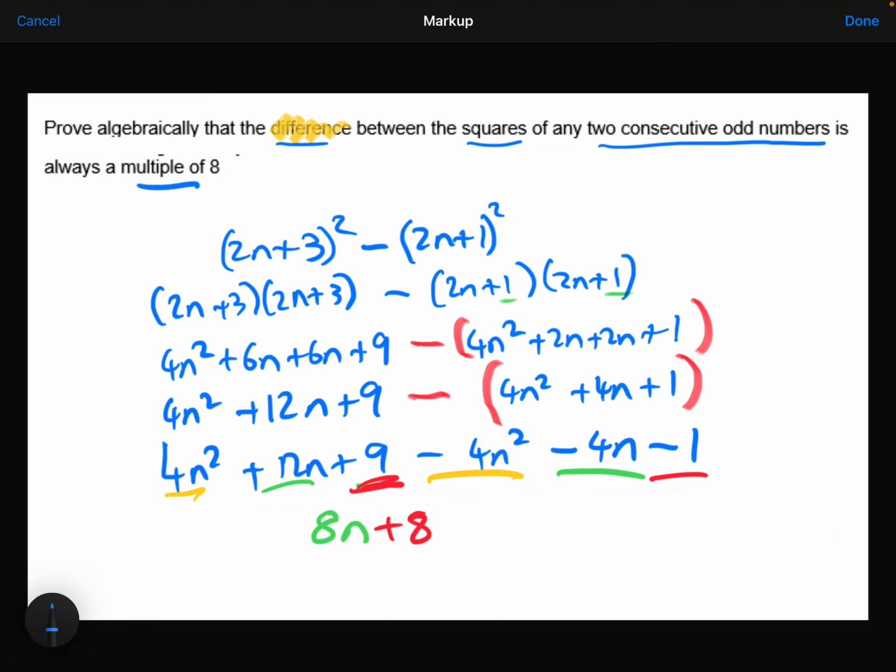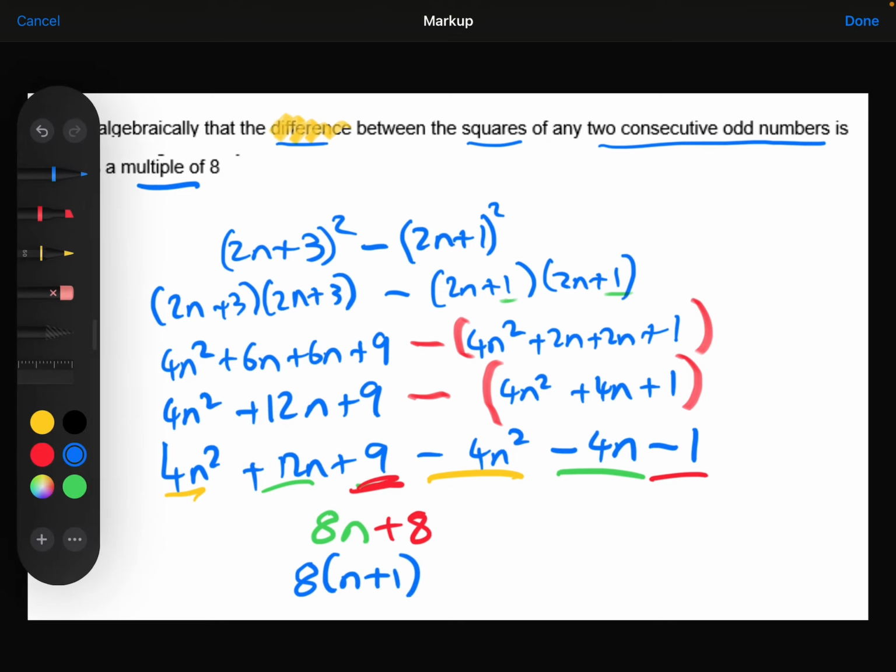I need to show that's a multiple of 8. So therefore, let's factorise 8 outside to allow me to write the conclusion, therefore, a multiple of 8.